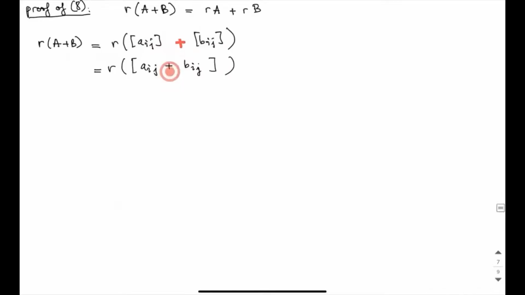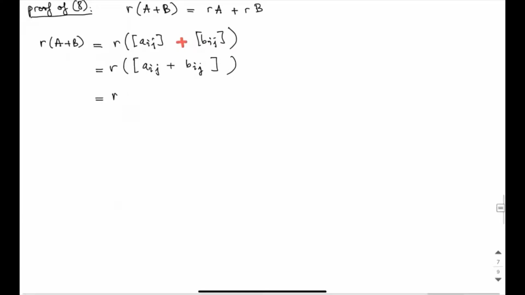Here the addition again is the addition of two real numbers, and this addition is far different from the red addition here. All right, so this means that we are going to scalarly multiply the number R with the matrix whose entries are computed by the formula Aij plus Bij.